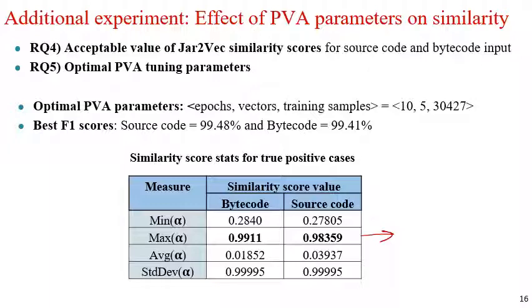Another thing is the optimal PVA parameters. The optimal epoch size was obtained as 10, and the best vector size with which we achieved the best performance was 5. The entire training sample set was taken as the optimal training sample size, as we saw that the accuracy only improved with an increase in the training samples.